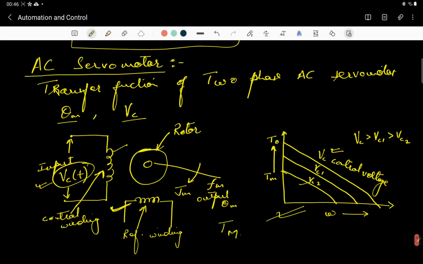Let's move further. Here in the diagram you can see that Jm is simply the moment of inertia at the rotor, at the shaft of the motor, and Fm is simply your viscous friction. Theta m is your angular shift, and omega m, you know, is your angular velocity. So let's move further and derive the relationship of the transfer function.